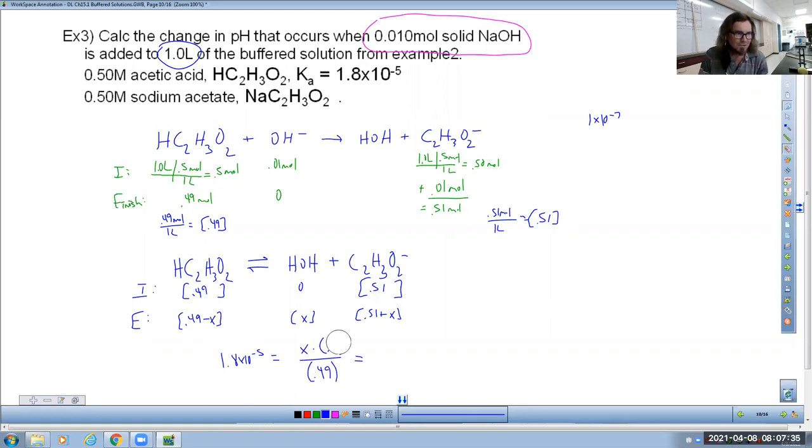You're right, that was cheap. I didn't even use brackets. 0.51 plus X and 0.49 minus X. And now you can cross out the X's. And then this time you have to actually multiply by 0.49 to the other side and divide by 0.51 to the other side to get your X. So yes, you do have a little bit more math to do, but you can handle it.